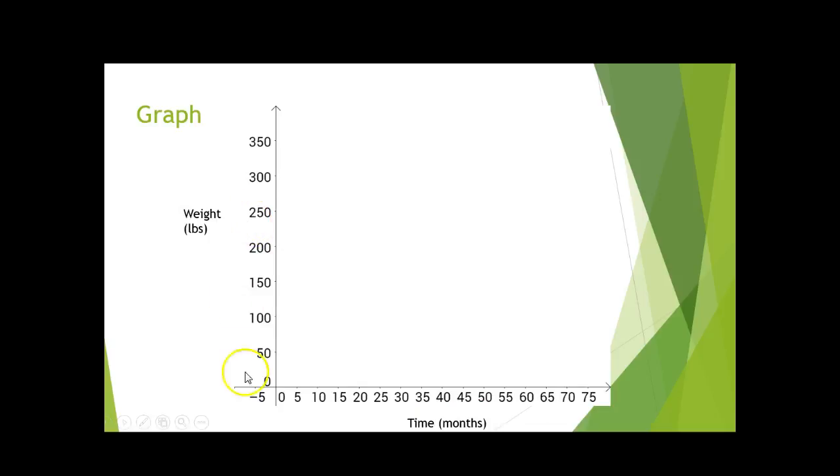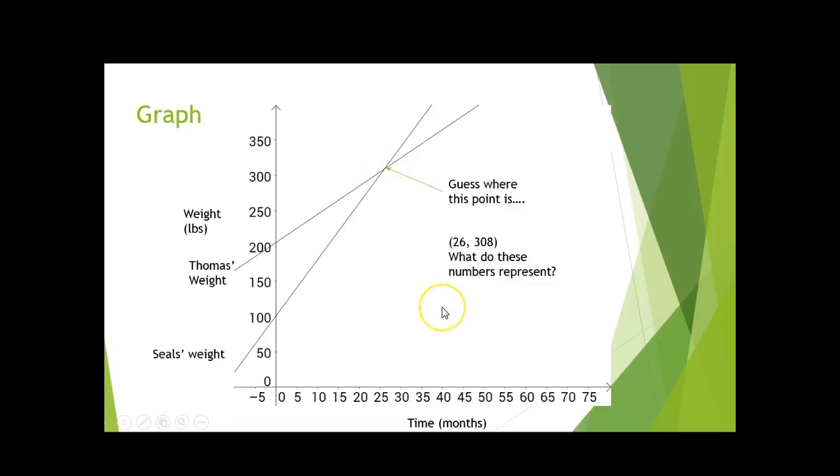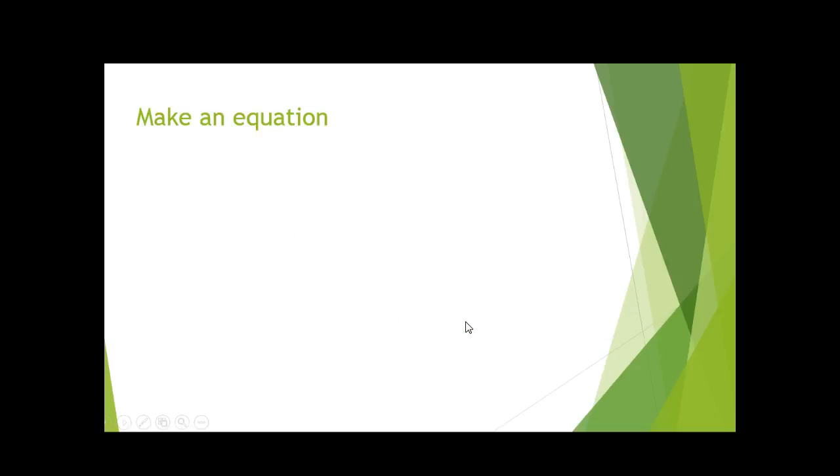Here's the months, here's the pounds, and so there would be a list of all my weight as the months roll by. If we could graph Mr. Thomas's, it would be a lower slope, a slower slope, because he only gains 4 pounds every month. And at some point, we are the same. That is the point at which we'll find our solution. 26 months later, 308. Remember from the table that that's what we saw as well. It represents 26 months later, or 308 pounds each.